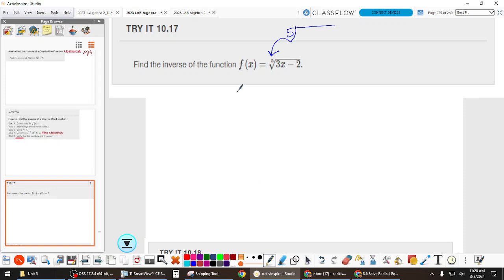What's our first job? Switch. Nope. It's rewrite f of x as y. We need a y. You said that was optional. No, I didn't. I said if needed. Yeah. Not optional. Do we have a y?